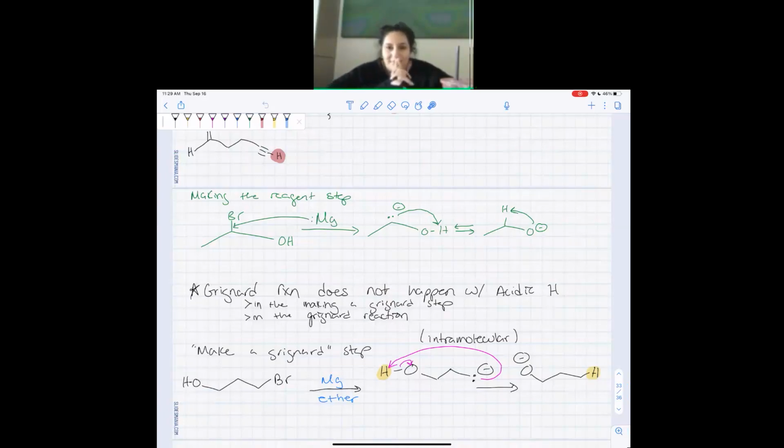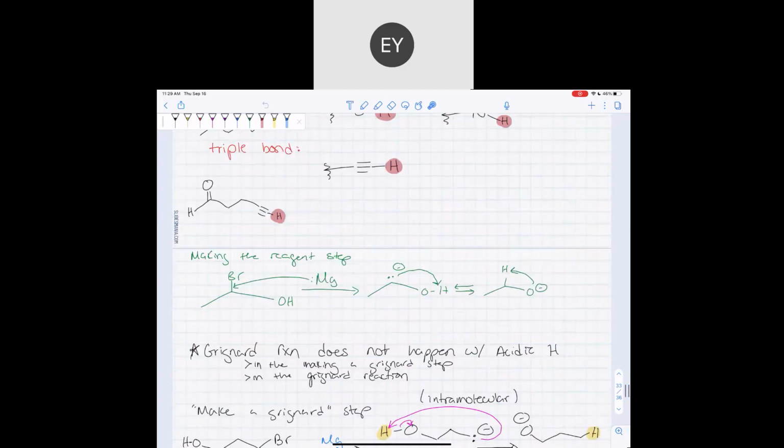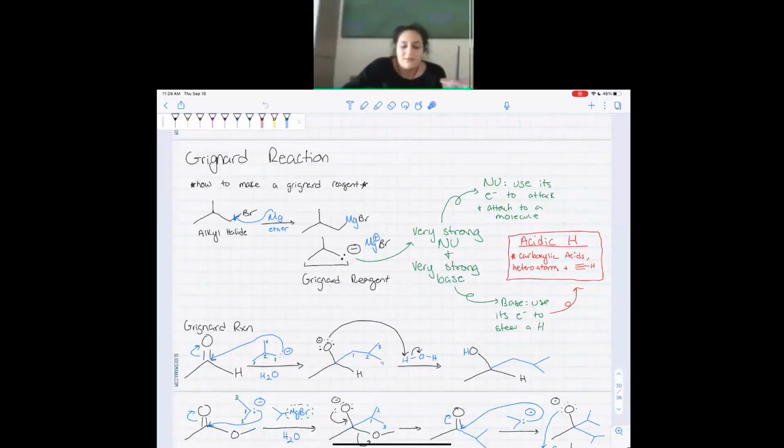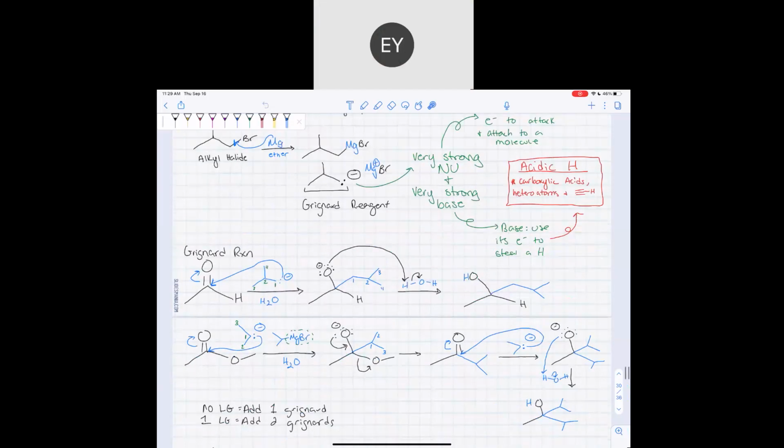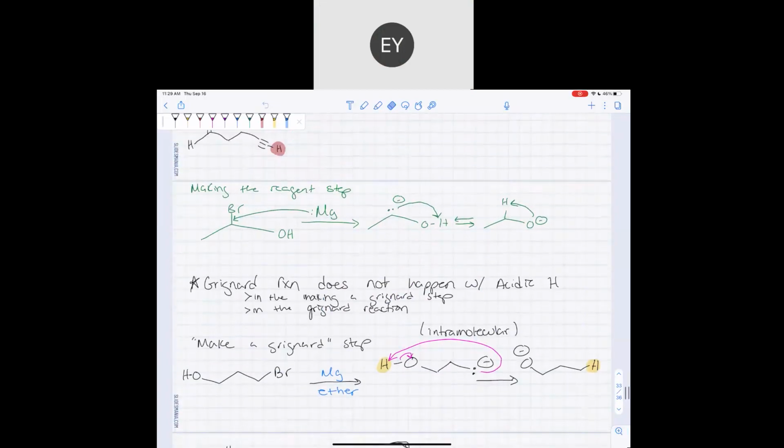What do you mean by making stuff? Okay, so what I mean by that is when it comes to the Grignard reaction, we can first make the Grignard reagent. You can't see where I'm pointing. So this is just an alkyl halide and magnesium, but together they make the Grignard reagent. So that's the making a Grignard step. And then here we have the actual Grignard reaction. So you're saying if the alkyl halide has a triple bond already on it? Exactly. If it had a triple bond or an alcohol or something, then it wouldn't work. Gotcha. Cool.